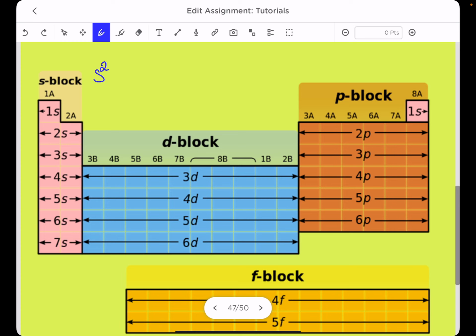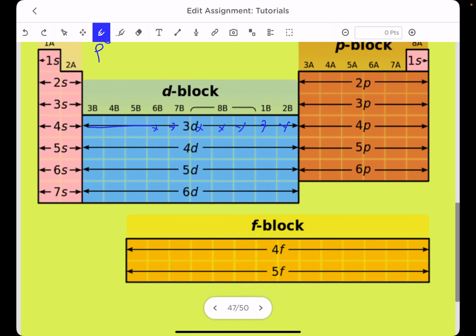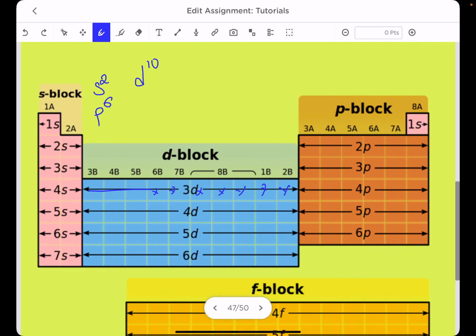When we move to the P block elements, P, if we count, contains 6 electrons. So if you count the blocks here, maximum of 6. So P can take up to 6 electrons. And the D can take up to 10. If you count the blocks over here, you will find that we have 10 blocks. So D can take up to 10 electrons. And down in here, there are 14 boxes. So F block elements can take up to 14 electrons.